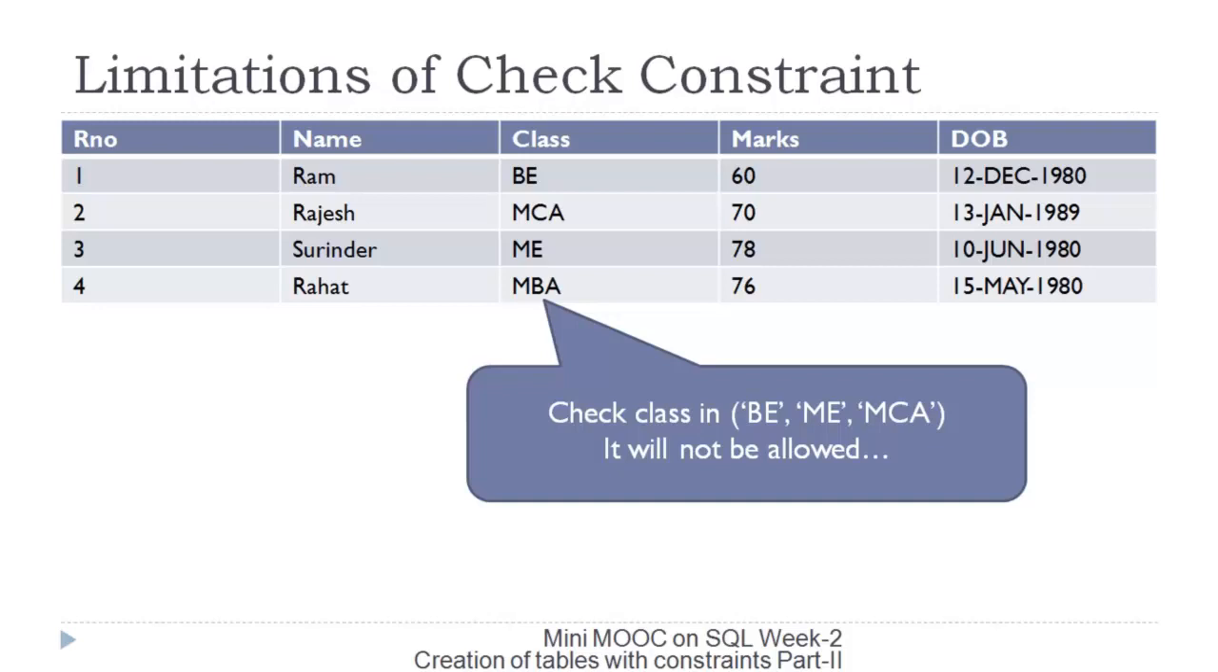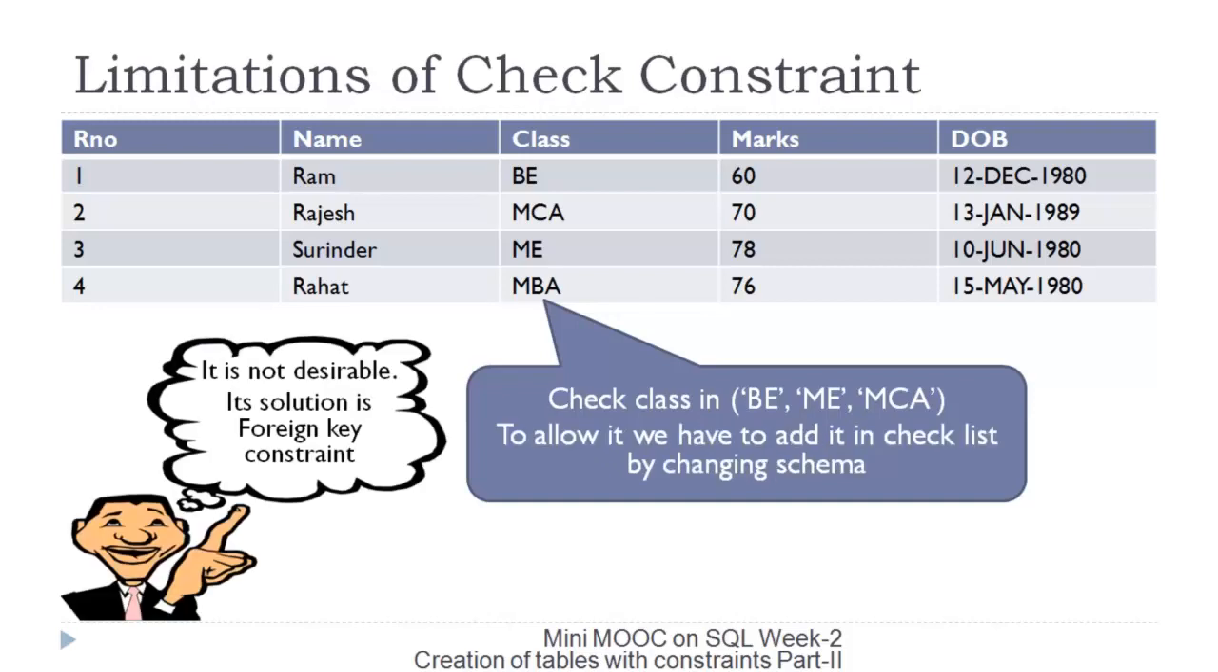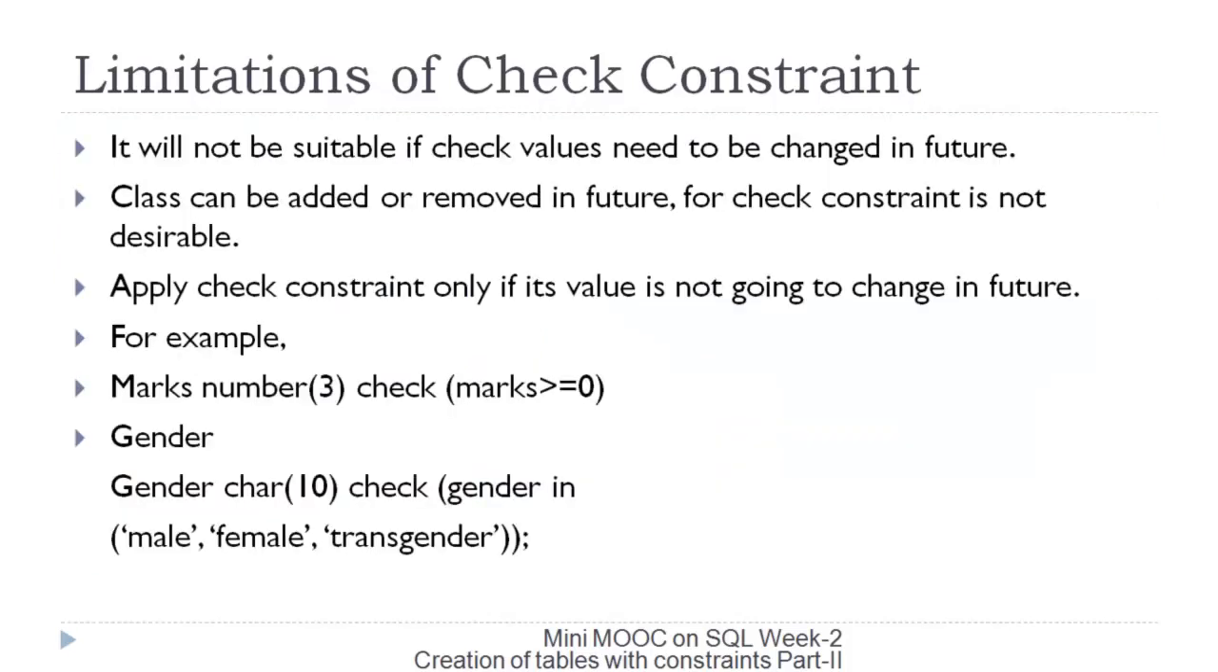For this, we have to make change in the schema of the table, but it is not desirable. Its solution is foreign key constraint. So we can summarize that check constraint has its own limitation. It cannot be applied on those columns whose value is going to change in future. It can only be applied on those columns whose value is not going to change in future.